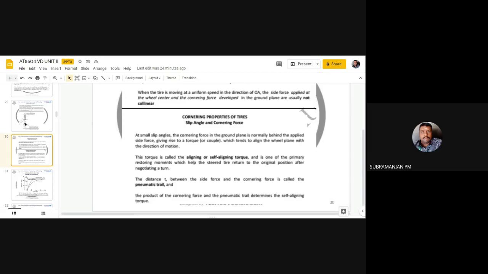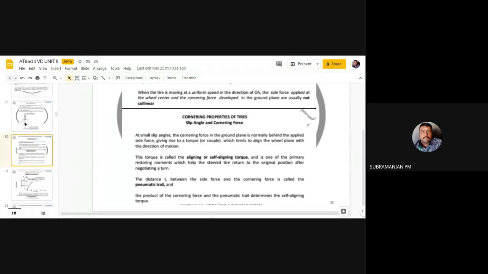Okay. So a couple or torque will be formed. And that couple or torque is called self-aligning torque, or aligning torque. It is a restoring torque. It will bring the steered wheel to the original position.